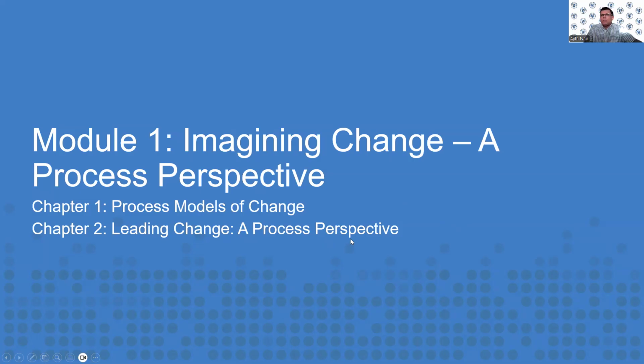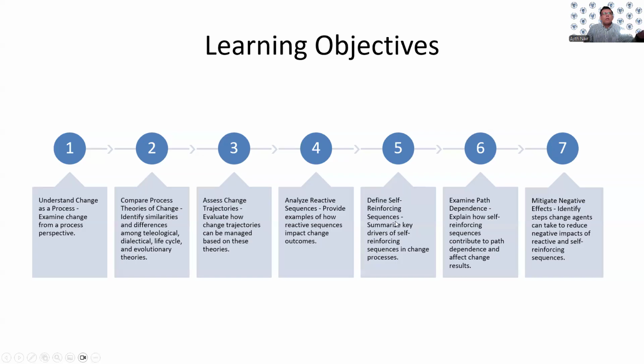Without understanding these two chapters, it's very difficult for us to build that business acumen or change management acumen to recognize that something needs to be changed. So in this chapter, we will explore the process perspective of change management. And by the end of this chapter, you will develop a very strong foundation of understanding how change unfolds as a process, the theories that explain the change, and the key dynamics that shape the change trajectories.